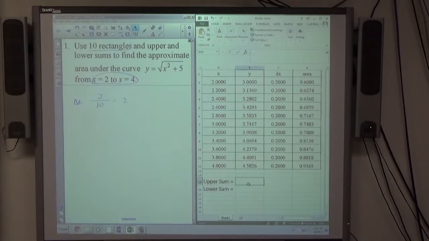And then here I'm going to put equals sum, and I want to add up the upper sums. So I want to add up the 10 biggest ones. So the biggest ones start here and go to there. And then equals sum parentheses, and the smallest 10 are going to be these 10, not including the 0.9165, in parentheses. Let me make those bigger also so we can see them.